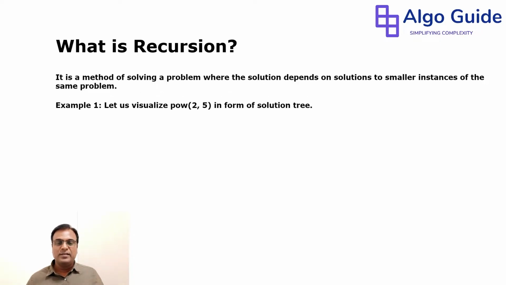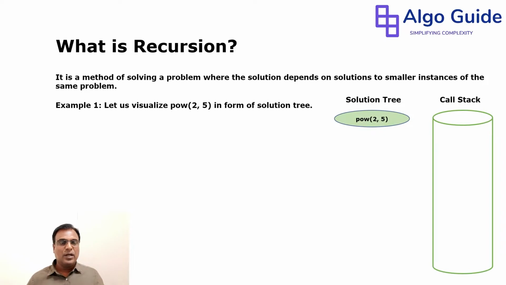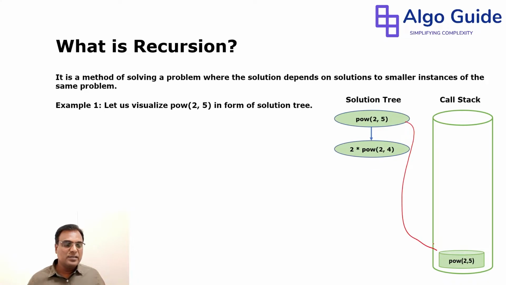Let us visualize the power method with value 2 and 5 in the form of a solution tree. Now when the method power is called with the base 2 and the value of n as 5, it can be represented as 2 into power 2, 4. The value of 5 is now decremented to 4. Now the calling function is pushed into the stack. So this forms the calling function and this forms the called function.